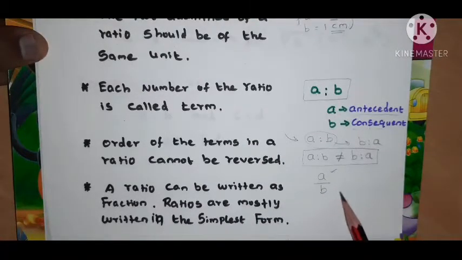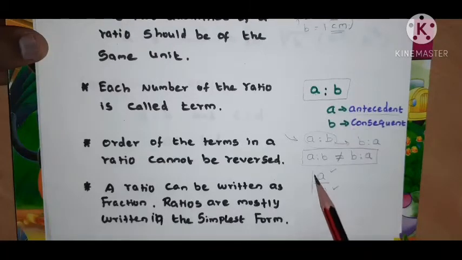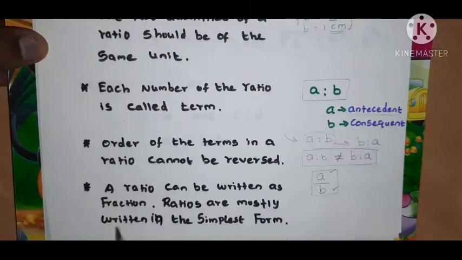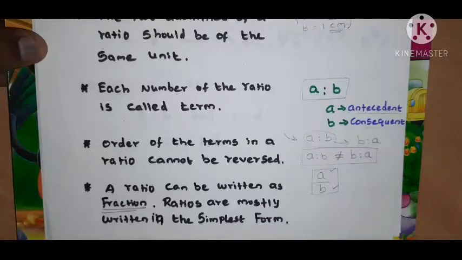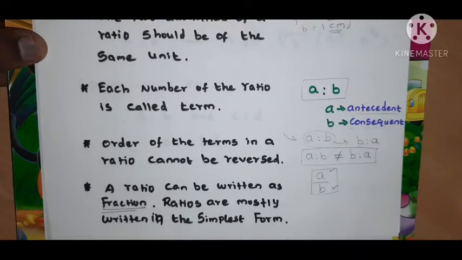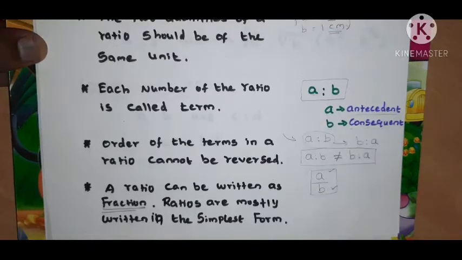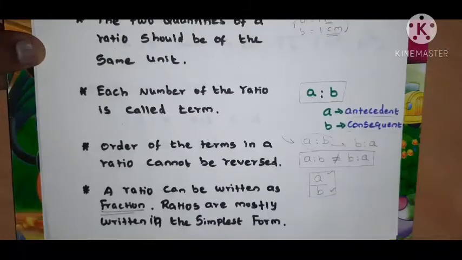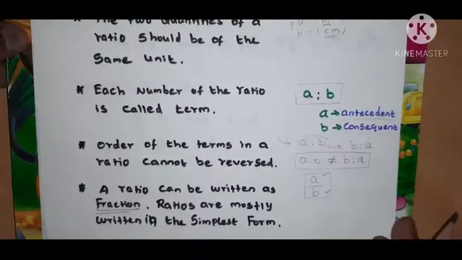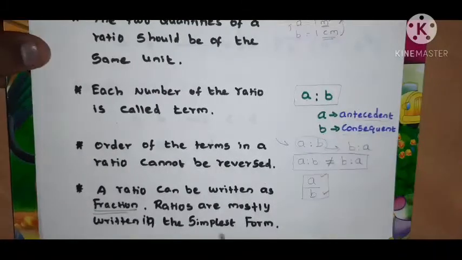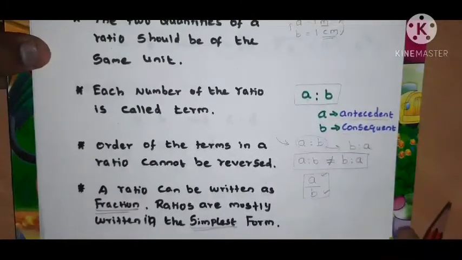If a numerator exists and a denominator exists, the ratio can definitely be expressed as a fraction. Also, ratios are mostly written in the simplest form, meaning we express them in reduced form. We'll also see this during the case study.